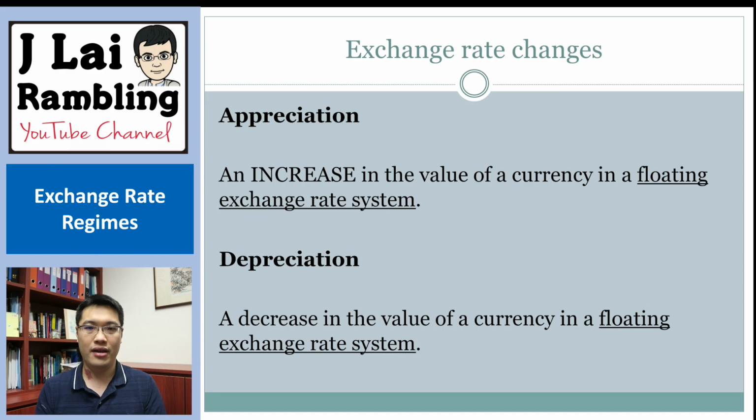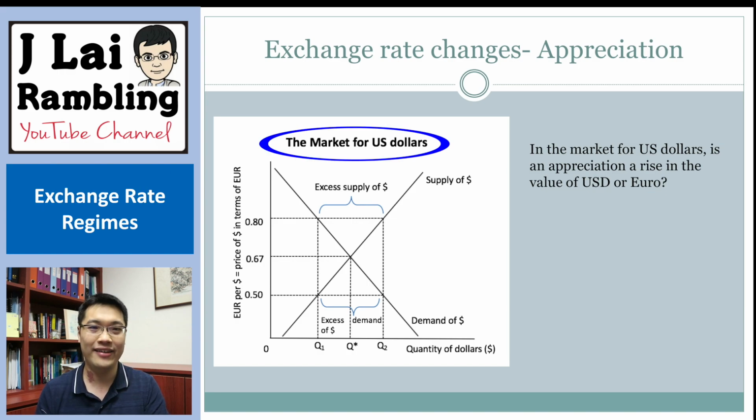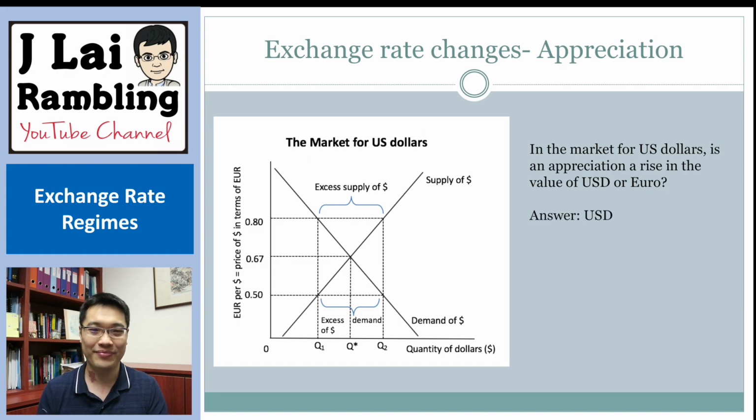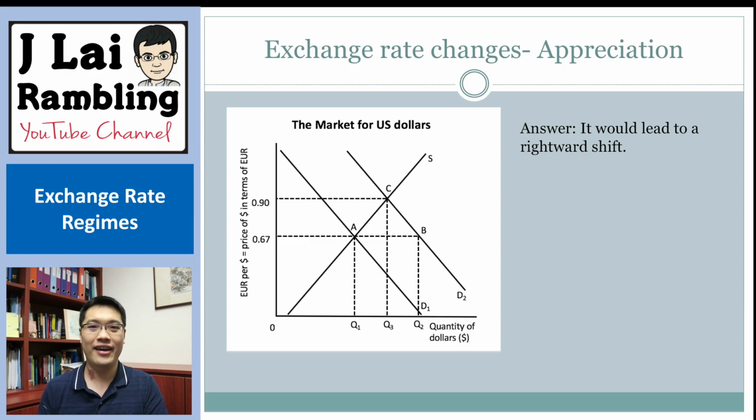Okay, straightforward enough. In this diagram, this is the market for US dollars. Is an appreciation a rise in the value of US dollars or euro? First thing that you need to know is what market it is. The graph clearly says that it's a US dollar market, therefore it's an appreciation in the US dollar. Now let's assume that the supply curve stays constant. Does an appreciation in US dollar involve a rightward or leftward shift in the demand curve? That's very simple. It leads to a rightward shift in the demand curve. More is demanded at each and every price level.